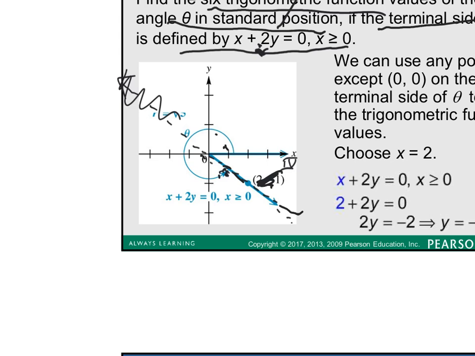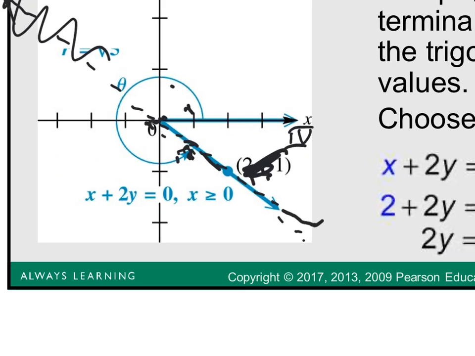What point could I use? 2, negative 1. You can use that, because that's what he had. Is that the only one? No. So let's use a different point. Don't use 0, 0, because 0, 0 doesn't make an angle. Give me a point. 4, negative 2. Are you doing it because of the picture again? No. How would you do it without the picture?